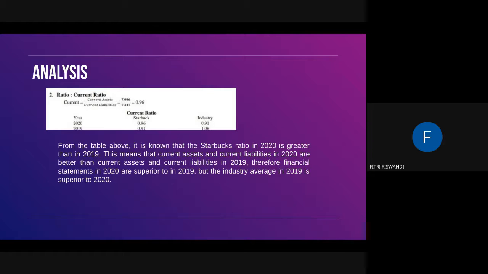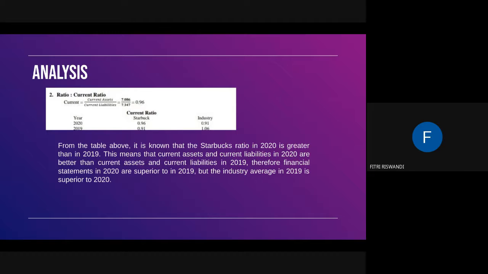The next analysis I take from current ratio. Current ratio is current asset divided by current liabilities, and the result for the year 2020 is 0.96, and for the year 2019 is 0.91. The industry average for 2020 is 0.91, and the industry average for 2019 is 1.06.